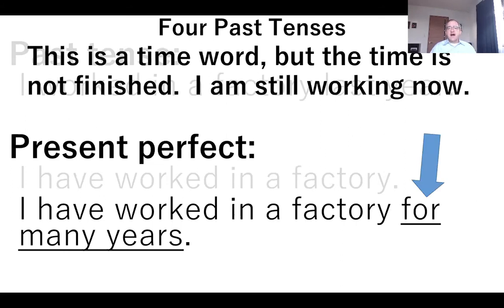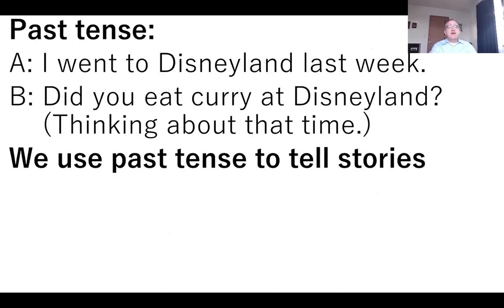Now, this is a time word, but this time word is not finished. For many years means many, many years until now, and it feels like I'm still working, okay? From this sentence, I am still working in the factory, okay? That's what for many years means. It means not finished.